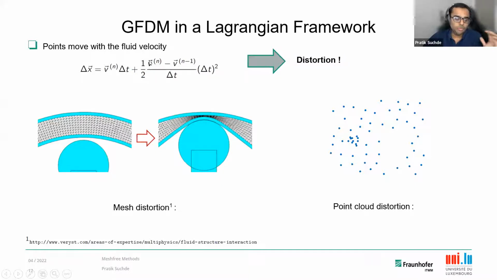Naturally, when you're moving a point cloud, as happens when you're moving a mesh, you will get distortion. In a mesh-based method, this distortion is very well known, which is why pretty much nobody uses truly Lagrangian mesh-based frameworks. In a point cloud also, of course, you will get this notion of distortion, but the advantage is that it's much easier to fix this distortion.